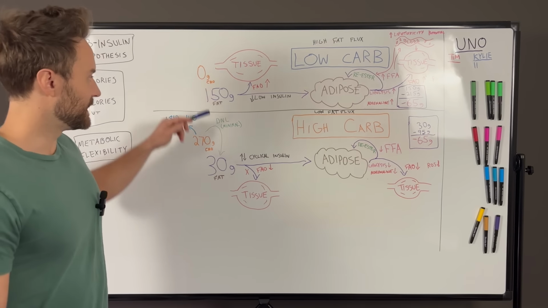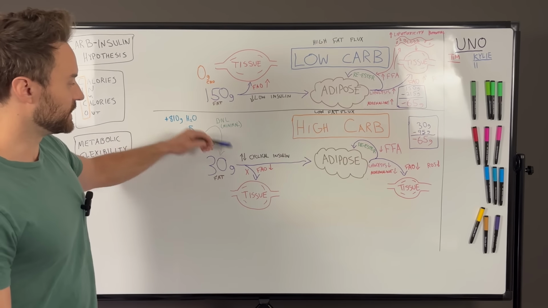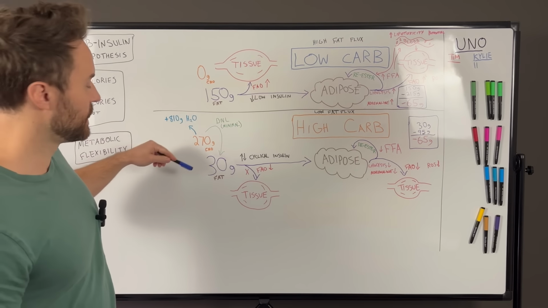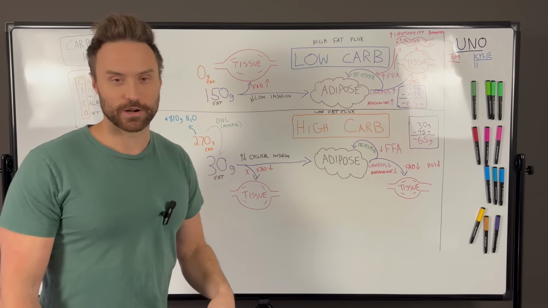In addition to this, you're not only getting double the amount of actual material, you're also getting 810 grams of water, something around there, for this amount of carbohydrates to get stored as glycogen.